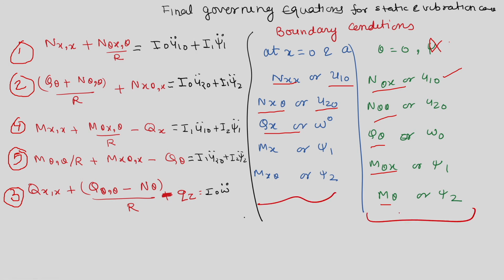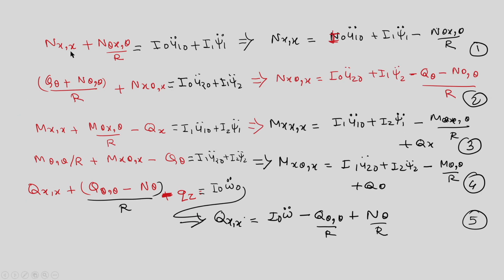This we have satisfied by taking simply supported conditions at the edges theta equal to 0 and alpha. So, we can see that equation number 1 can be expressed by putting n xx on the left hand side and the rest of the variables on the right hand side. So, n theta x comma theta.